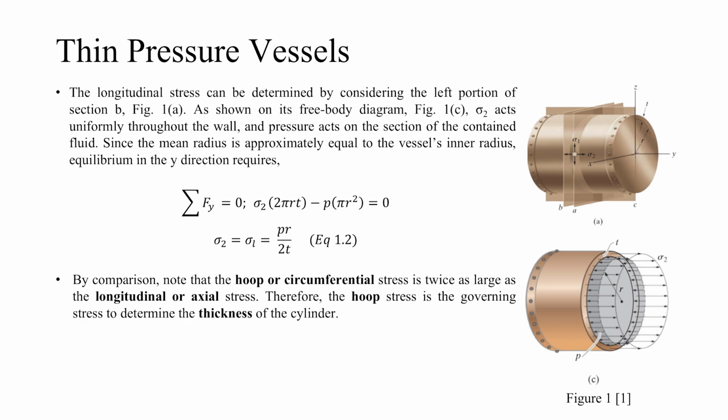By comparison, note that the hoop or circumferential stress is twice as large as the longitudinal or axial stress. Therefore, the hoop stress is the governing stress to determine the thickness of the cylinder.